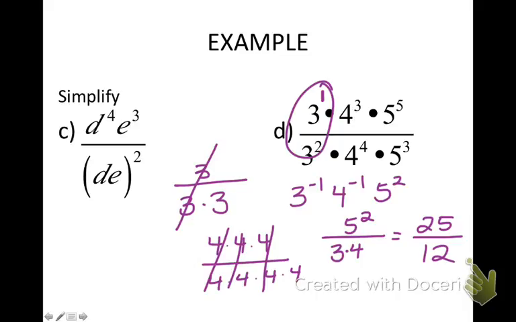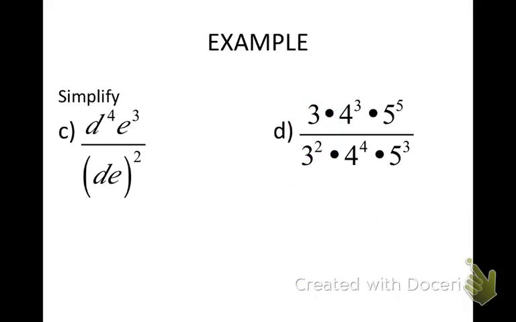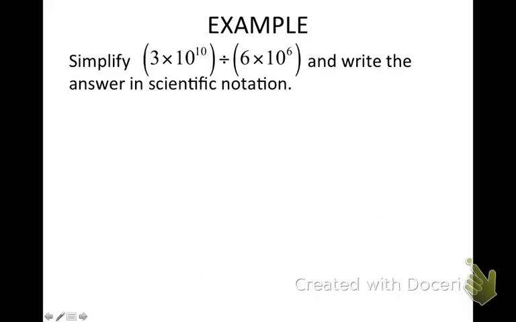Okay? Did you get there before I got to the answer? Good. All right, so now we're going to bring some scientific notation back into the mix.